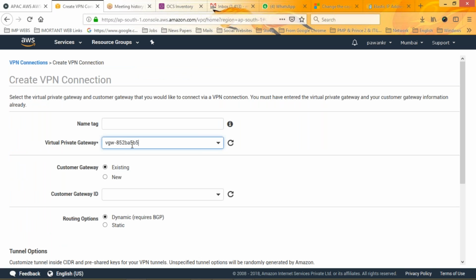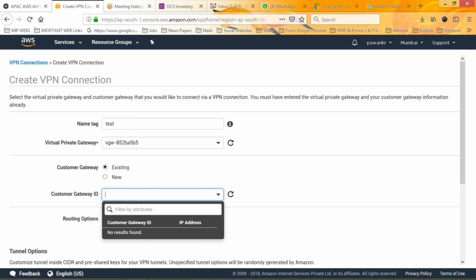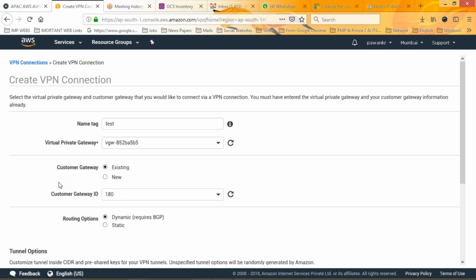You're coming out inside to outside, right? So we have created the gateway. You remember that, right? So we have mapped a particular gateway, providing the name, test, and the existing customer gateway, the customer gateway ID, whatever the ID will be. Suppose you have a public IP address, right, 180 or whatever your ISP IP address is. So you can just provide your gateway ID, and it will be connected dynamically with BGP.